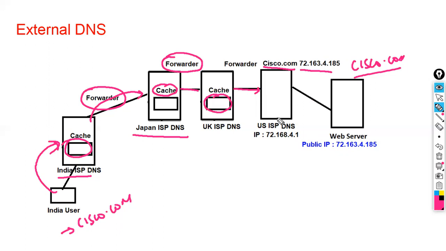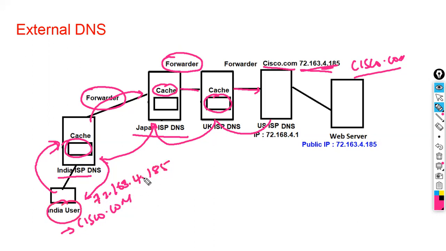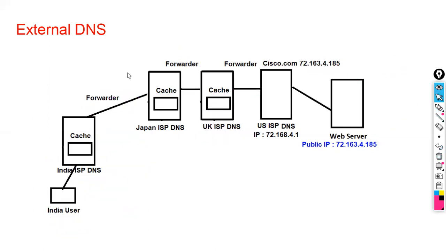72.163.4.185. Then it will send the response back to UK ISP and say that the IP address is 72.163.4.185. Then UK ISP will send the response back to Japan ISP. Japan ISP sends the response back to India ISP. India ISP will send the response back to this India user and say that the IP address is 72.163.4.185. Then this India user will access this website using this IP address. This is how the external DNS works.